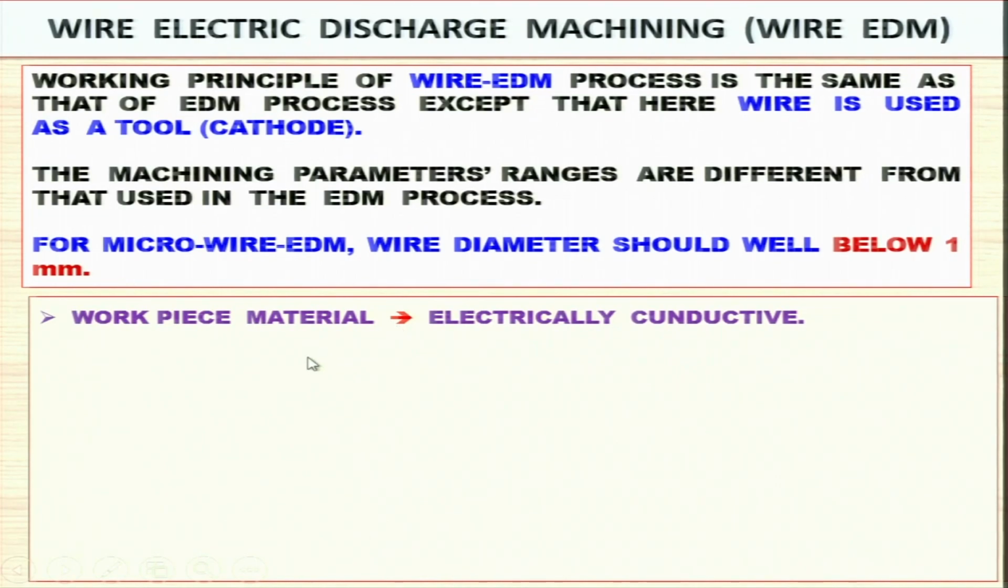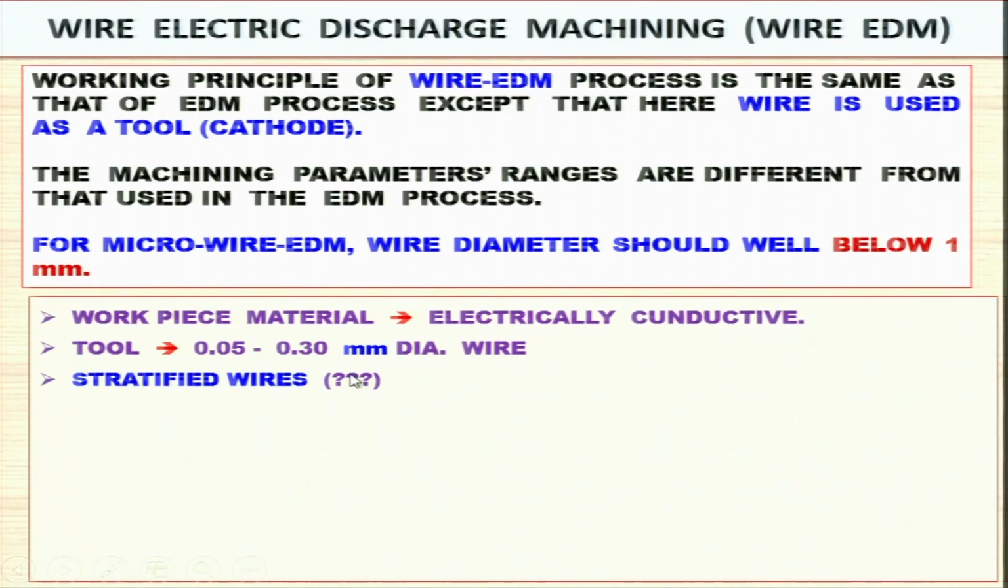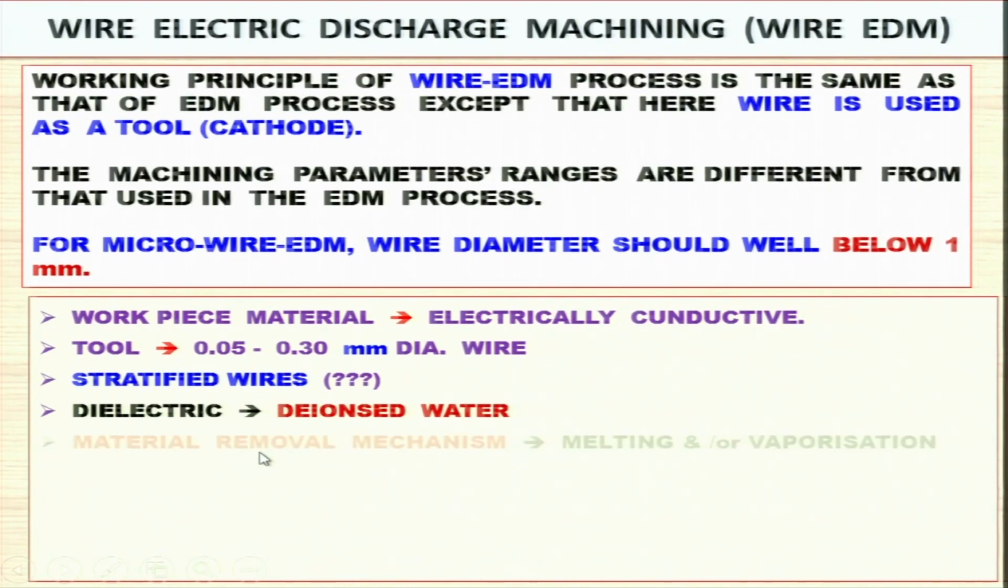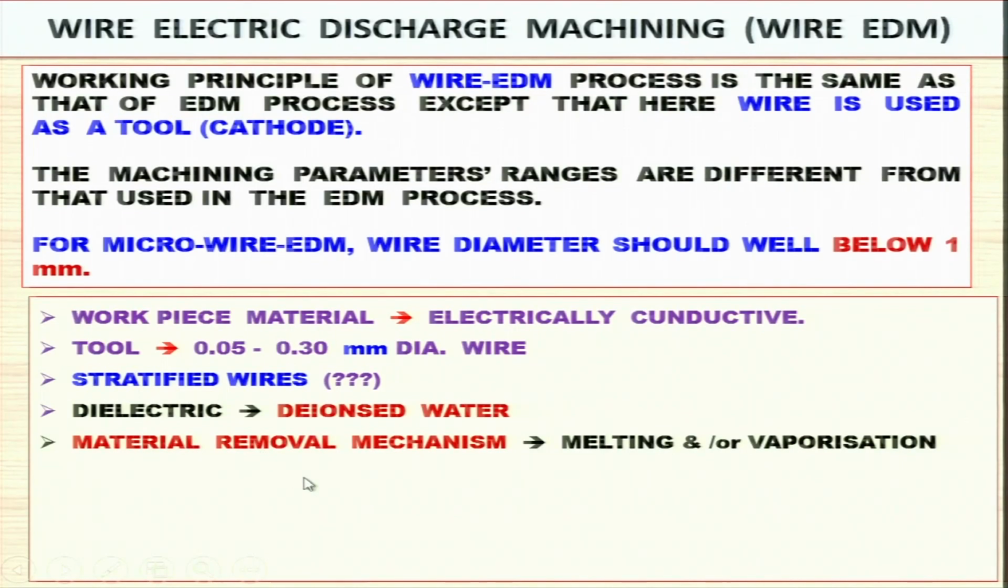Workpiece material should be electrically conductive, otherwise it cannot be machined by wire EDM or wire EDMM process. Tool diameter ranges from 50 to 300 micrometer or 0.05 to 0.3 millimeter. Then you have stratified wires. What is stratified wire? Why do we recommend stratified wires? We will discuss it in detail. Dielectric normally preferred is deionized water, but there are many other dielectrics which are used in wire EDM also. And then you have the material removal mechanism that we will discuss in detail.